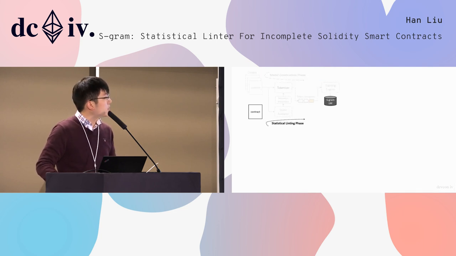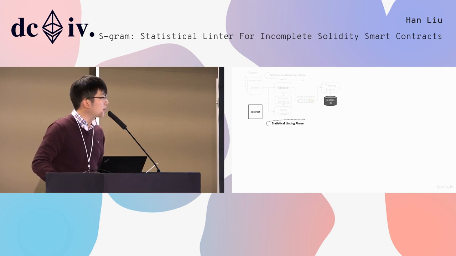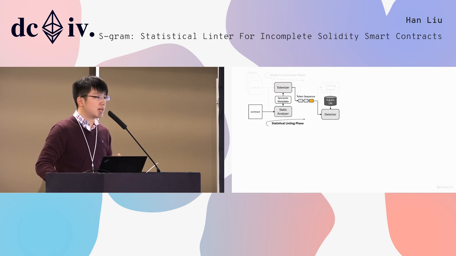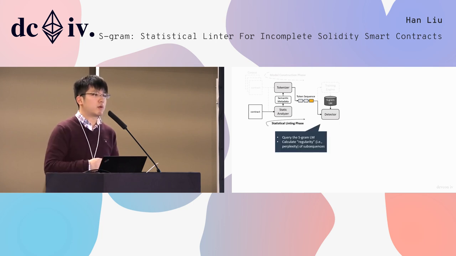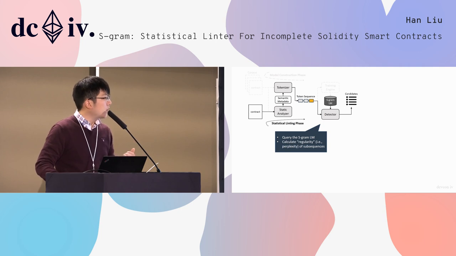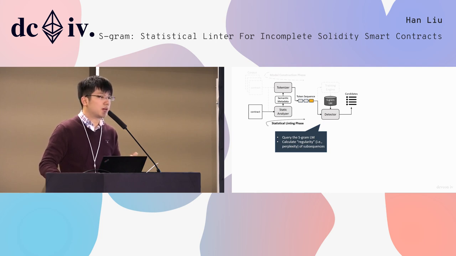In the second phase, we do pretty much the same thing. Given the smart contract, we generate the token sequences, and then we use a detector to query the language model built before and calculate the regularity, or perplexity, scores of subsequences. Then we highlight the top candidates of these smart contracts with the highest perplexity scores. You can also use this candidate information to help optimize existing smart contract analyzers, for example symbolic execution engines.